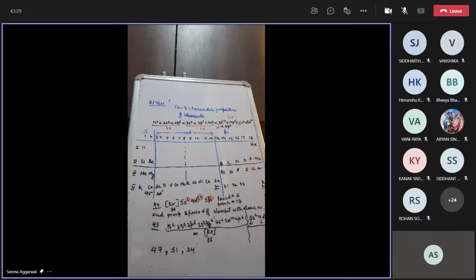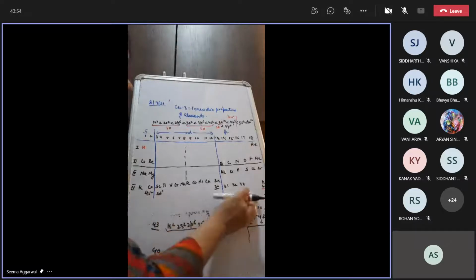Or it could be 47, I can take it as 49. Okay, let's take it as 40. I don't want to give an exceptional case right now. Okay, let's take it as atomic number 40. Is it okay? Okay, ma'am.